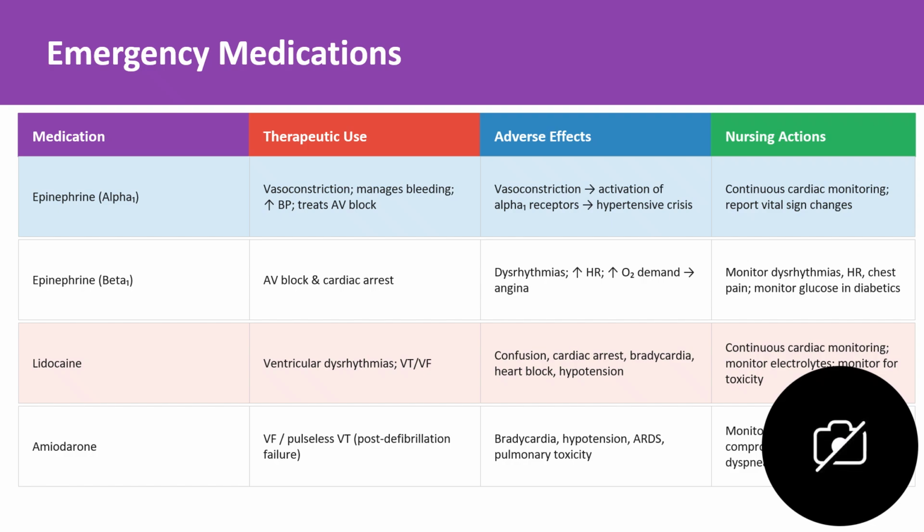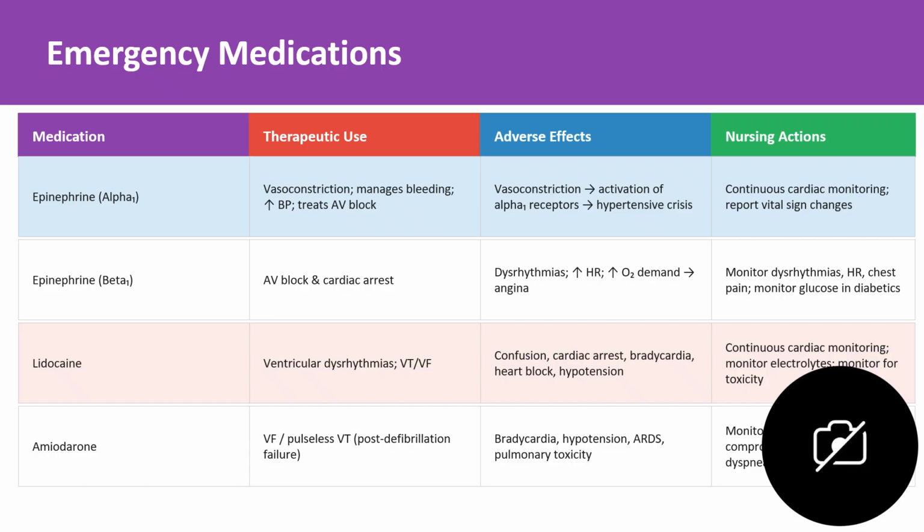And nursing action include continuous cardiac monitoring and reporting any abnormal or deranged vital signs. Lidocaine is used for ventricular dysrhythmias, including ventricular tachycardia and ventricular fibrillation. Adverse effects include confusion, bradycardia, heart block, hypotension, and in severe cases cardiac arrest. We basically monitor electrolytes and watch closely for toxicity.